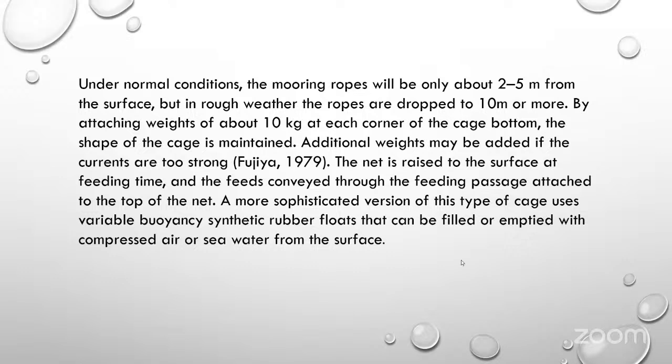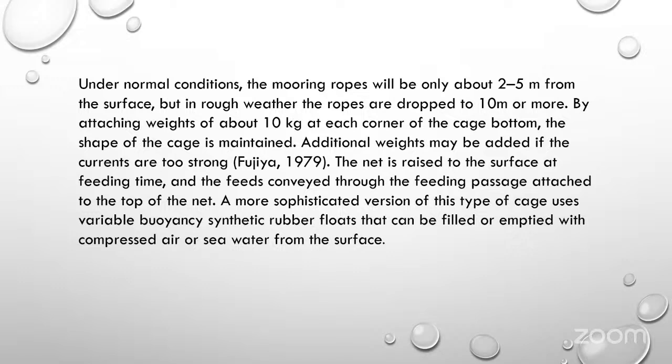Under normal conditions, the moving ropes will be only about 2 to 5 centimeters from the surface, but in rough weather ropes, the ropes are dropped to 10 meters or more, attaching weights of about 10 kg at each corner of the cage bottom. The shape of the cage is maintained. Additional weights may be added if the currents are too strong. The net is raised to the surface at feeding time and the feeds conveyed through the feeding passage attached to the top of the net.